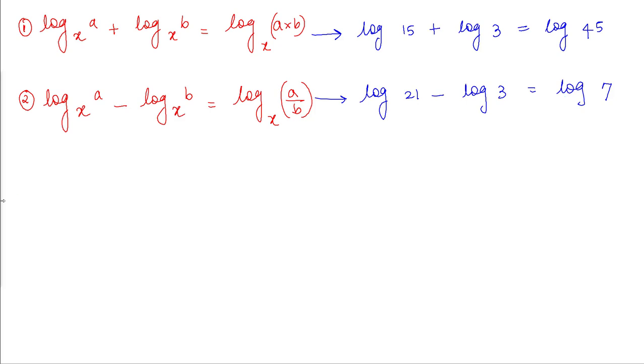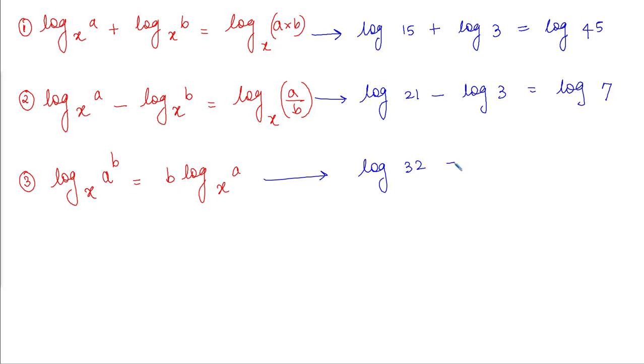Okay, let's have a look at the third property. The third property is log of a to the power b to the base x is equal to how much? Is equal to b into log of a to the base x. For example, if I say log of 32, we need to simplify this. Can we write log of 32 as log of 2 to the power 5? And this we can write as 5 times log 2. This is the third property.